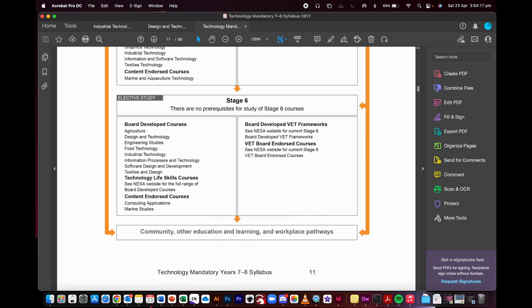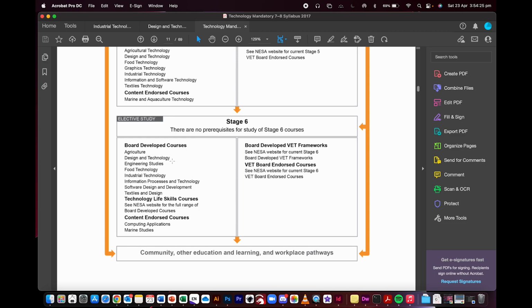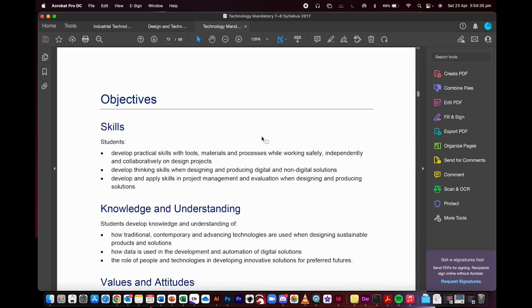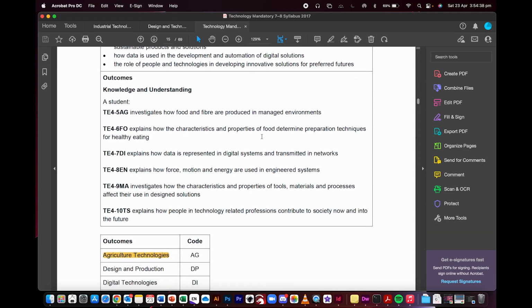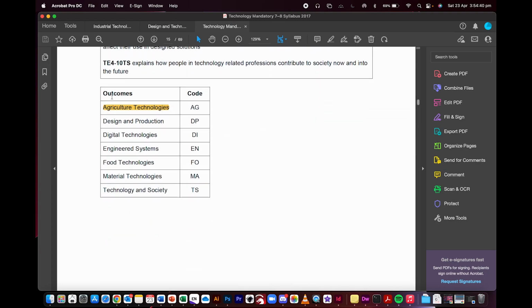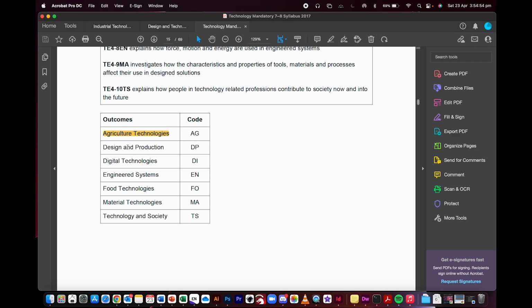what they choose. They can do marine and agriculture, technology and other things that I can't teach, like textiles and design. And there's a bunch. Within the technology mandatory syllabus as well, before we get ahead of ourselves, it is also split up into sections. As you can see, agriculture technologies, design and production, digital technologies, engineered systems, food technologies, material technologies, and technology and society. So those are the different components of this particular syllabus, and you can teach anything within that. And they all kind of overlap, but there are distinct differences also.